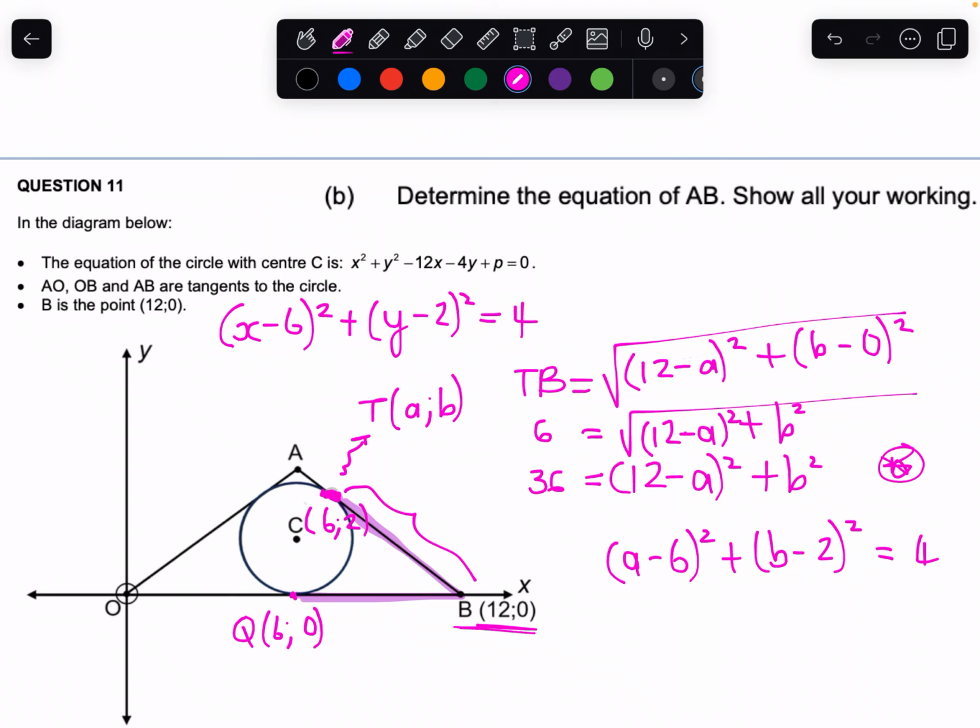So that is going to give us quite a messy simultaneous equation system, because once I expand this, well, we know what it looks like. It looks like this.